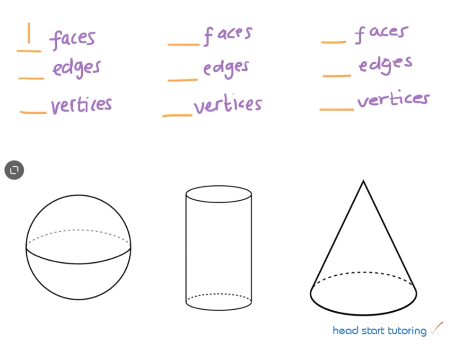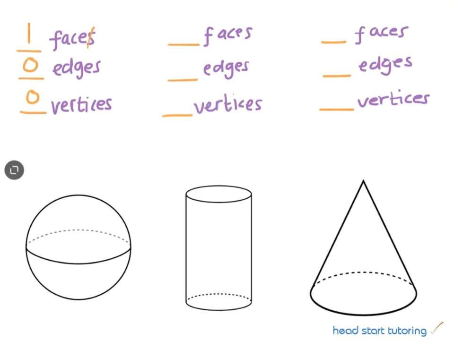And remember that an edge is a line segment that joins two vertices together. But because we do not have any vertices in our sphere, because it is circular, it doesn't have any corners, we do not have any edges either. Right, so our sphere has one face, 0 edges, and 0 vertices.